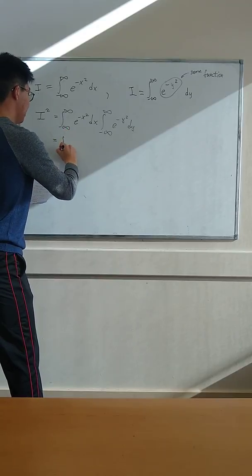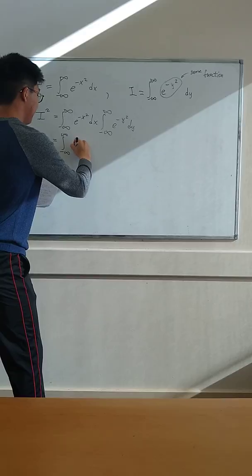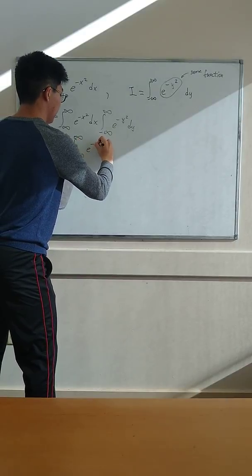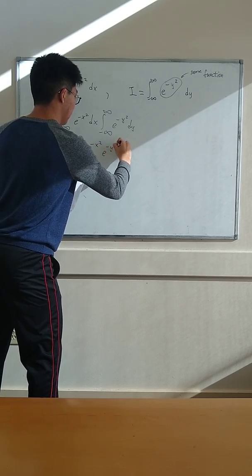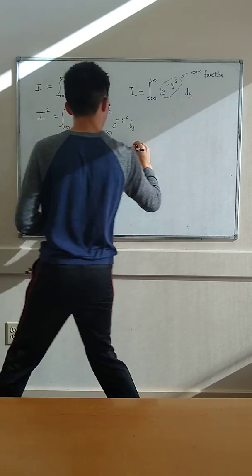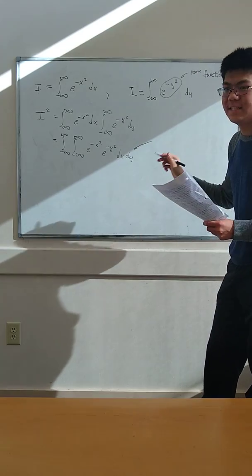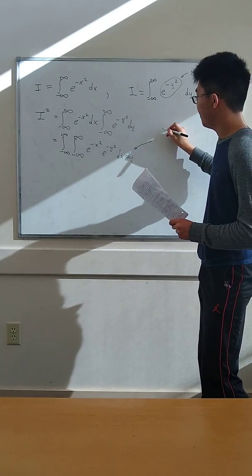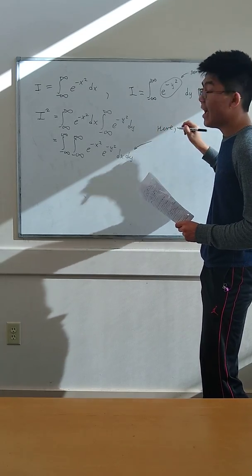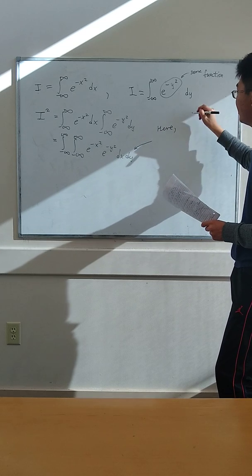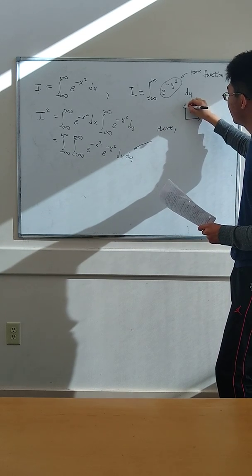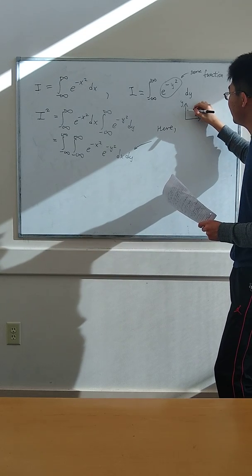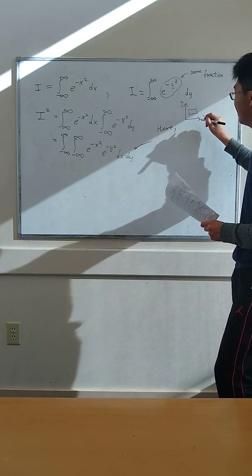Next, I'm going to move the functions together. Now, why is this possible? This is impossible in a lot of cases, but here, x and y are actually independent of each other. They're on orthogonal axes, so this is actually a square domain.